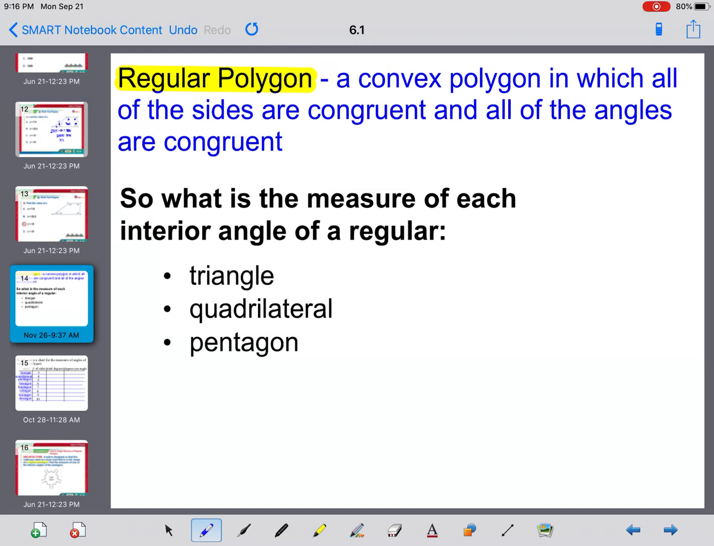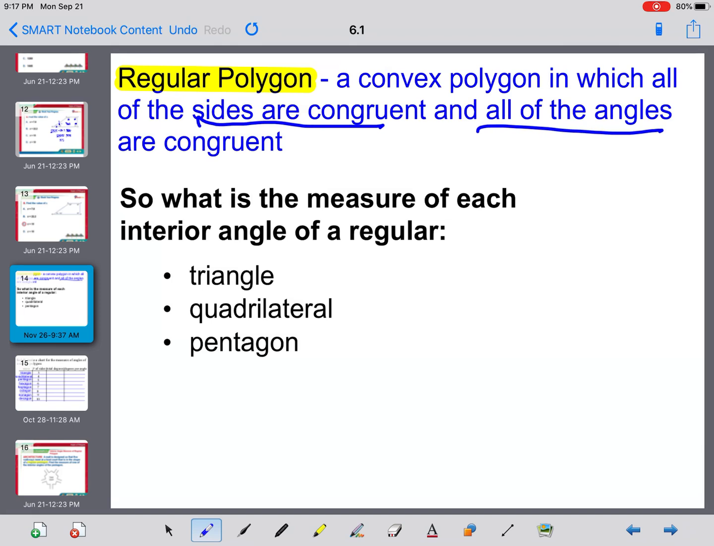Now, a regular polygon. I always think this is an interesting name because to me it's special if all sides are congruent and all angles are congruent. They call it regular, which seems like it should be just normal, but this is special. The reason they call it regular is because it doesn't vary. And so that's the use of the word regular.